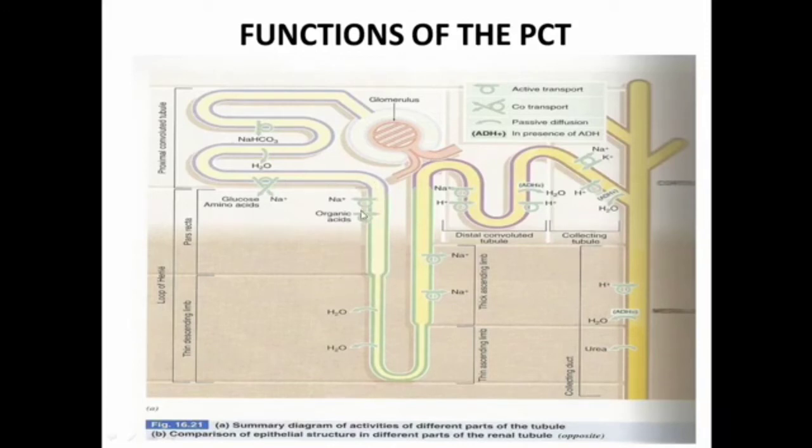In histology, it remains the same as in the proximal convoluted tubule, but everything is somewhat lower or fewer. For example, the height is somewhat lower, the microvilli are fewer, the mitochondria are fewer, and the apical canaliculi are fewer. So everything is reduced, but it has all the properties of the proximal convoluted tubule.